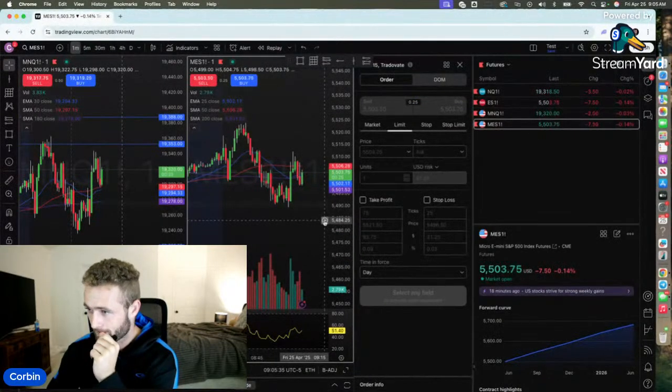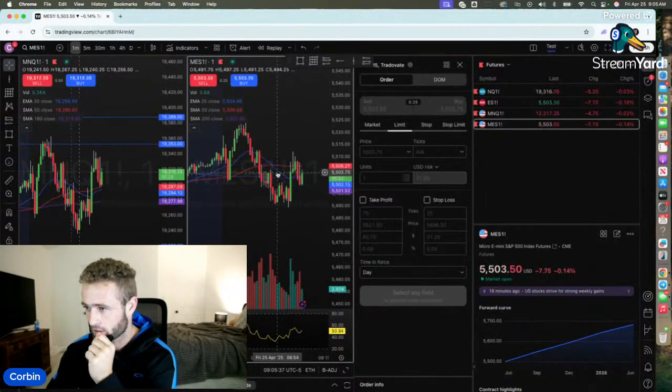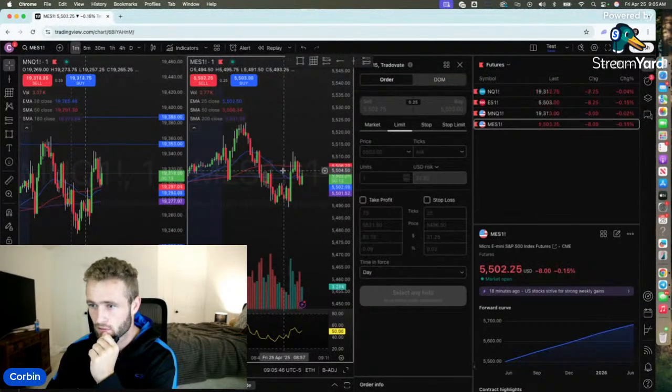We're still waiting on some kind of confirmation. I mean, to the upside, it's testing this fair value gap right here. If we get a close up here, then that could be a bullish signal right there.